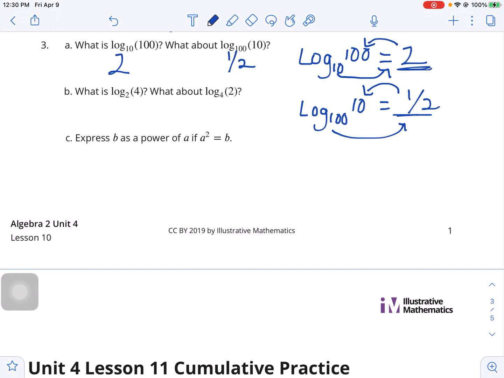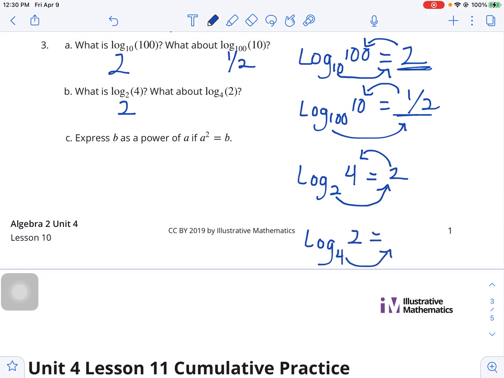Letter B, what is log base 2 of 4? So we're looking at log base 2 of 4. And so 2 to what power will give you a result of 4? And that's 2. And what about log base 4 of 2? So 4 to what power will give you 2? And that, again, is 1/2. The square root of 4 is 2, so 4 to the 1/2 power is 2.